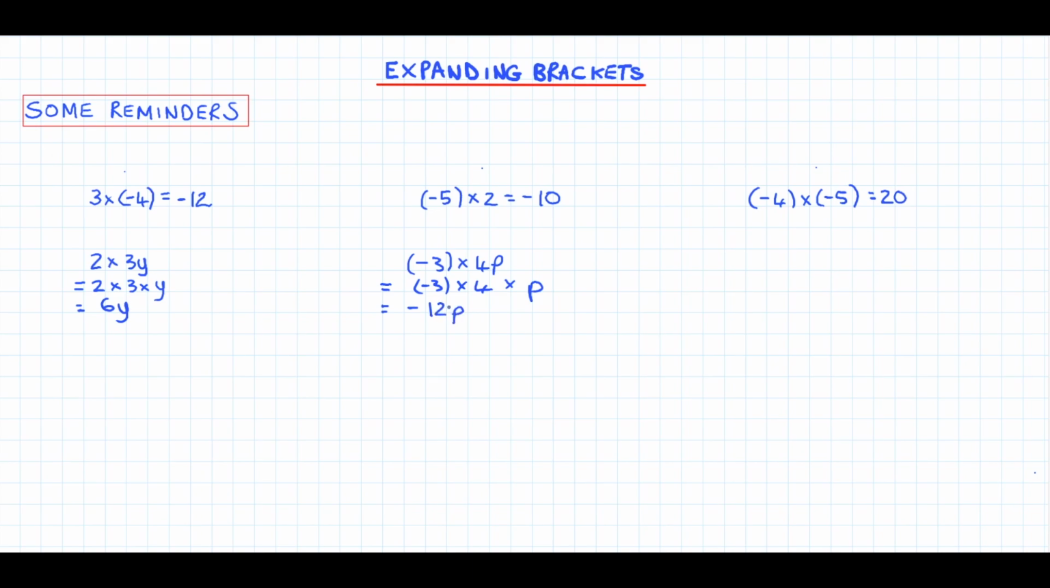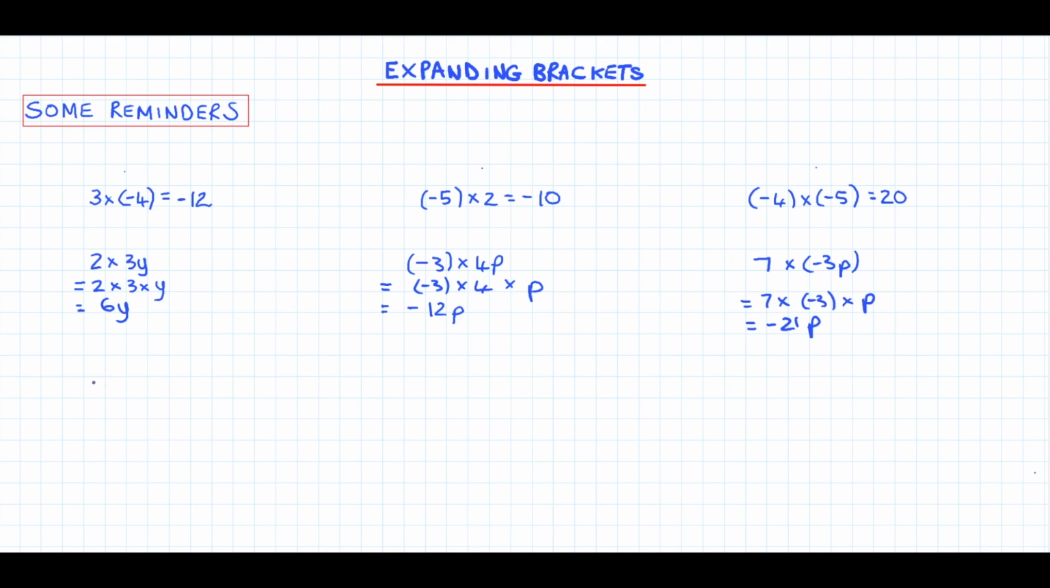And let's look at another one. If I asked you to work out 7 times negative 3p, then that is just 7 times negative 3 times p, so that would be negative 21. 7 times negative 3, negative 21p.